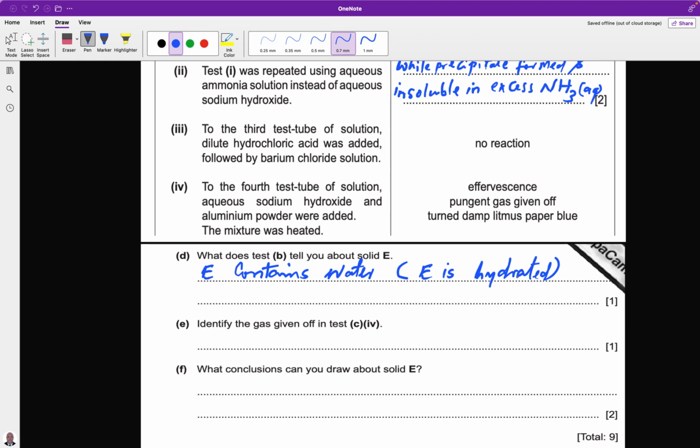E. Identify the gas given off in test tube C4. The gas given off, they said effervescence, pungent gas. You know the smell of ammonia gas, pungent gas given off, that turned damp litmus paper blue. So the gas here is ammonia gas.